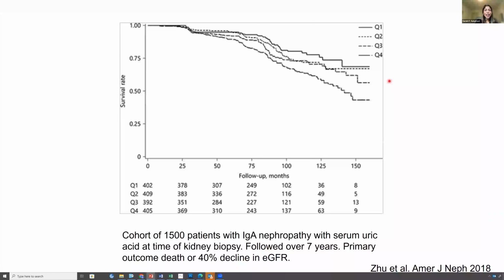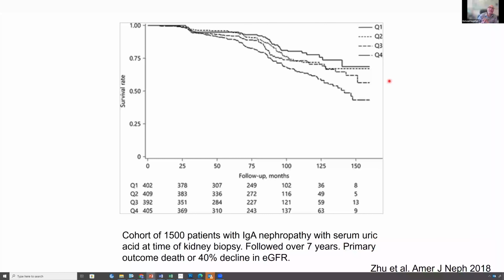that I found interesting, that in a group of patients that were followed over 7 years, looking at uric acid levels who had IgA nephropathy, people who are in the highest quartile of uric acid did have a higher rate of the primary outcome of death or 40% decline in eGFR. So just something that I found interesting, that maybe needs further study. So that is a little happy story to end our biopsy conference this morning.